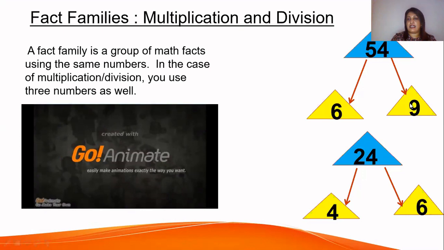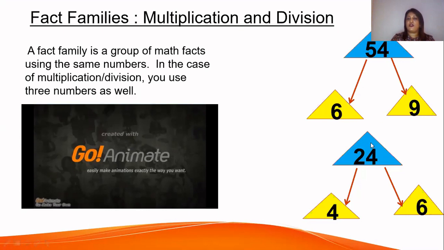Again, 6 times 9 is equal to 54, or 9 times 6 is equal to 54. There's 2 facts. The next one is 54 divided by 6 will give me 9, or 54 divided by 9 will give me 6. So that's another 2. So altogether, we've got 4 facts, or 4 number sentences, which makes up a fact family.